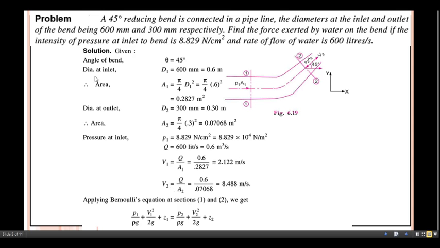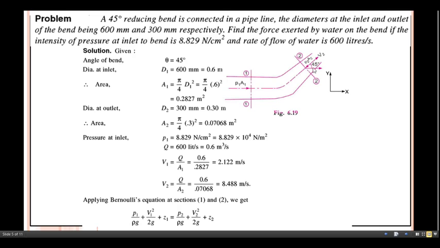Now we'll move towards some numericals on this topic. A 45 degree reducing bend is connected in a pipeline. The diameters at the inlet and outlet of the bend are 600 mm and 300 mm respectively. Find the force exerted by the water on the bend if the intensity of pressure at the inlet to the bend is 8.829 N/cm² and the rate of flow of water is 600 liters per second.